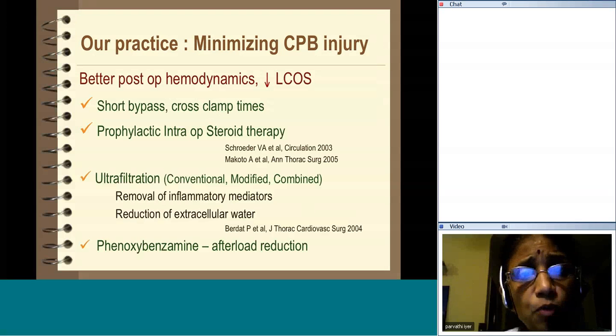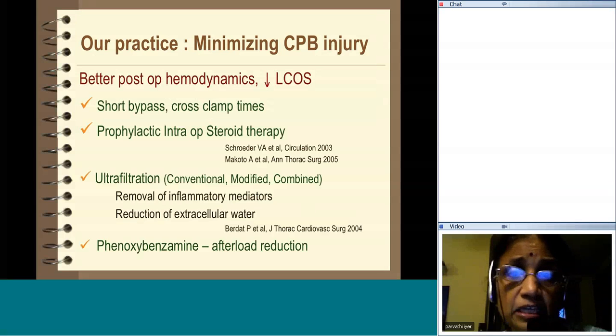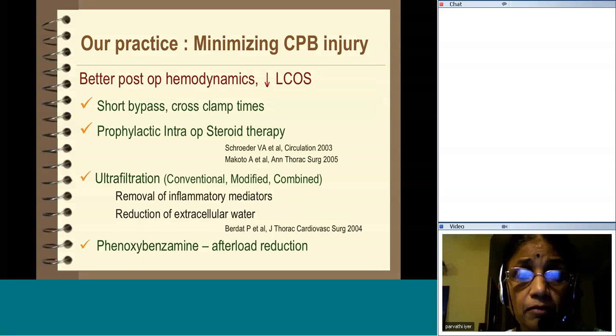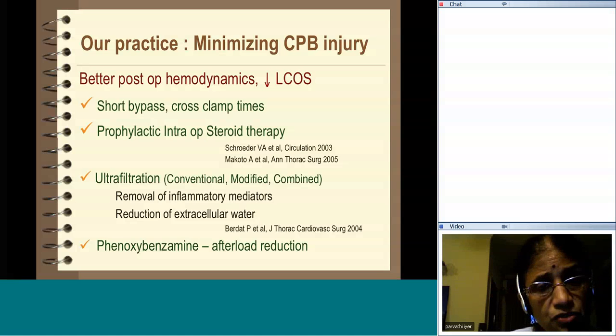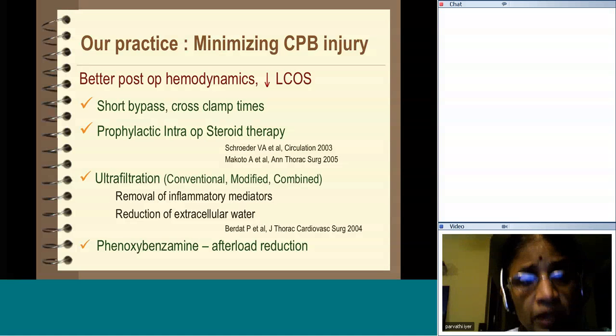Then it's important to focus on minimizing CPB-related injury, granted that CPB induces a lot of postoperative low output states. So to ensure better postoperative hemodynamics as well as to diminish low cardiac output states, it's important to try and do surgery as quickly as possible with a view to having shorter and shorter bypass times and cross-clamp times.